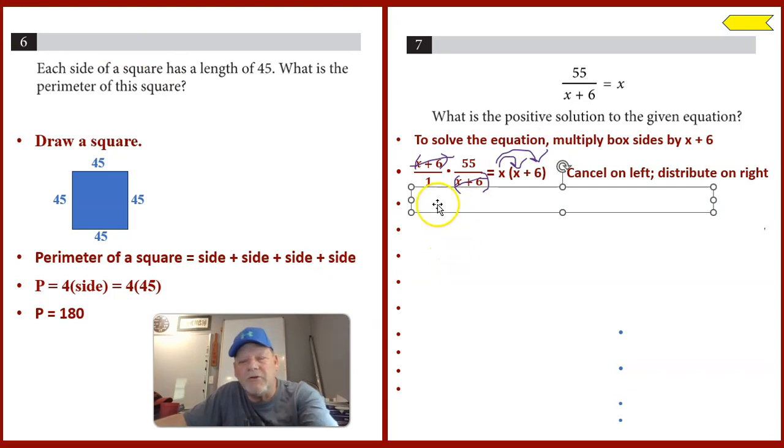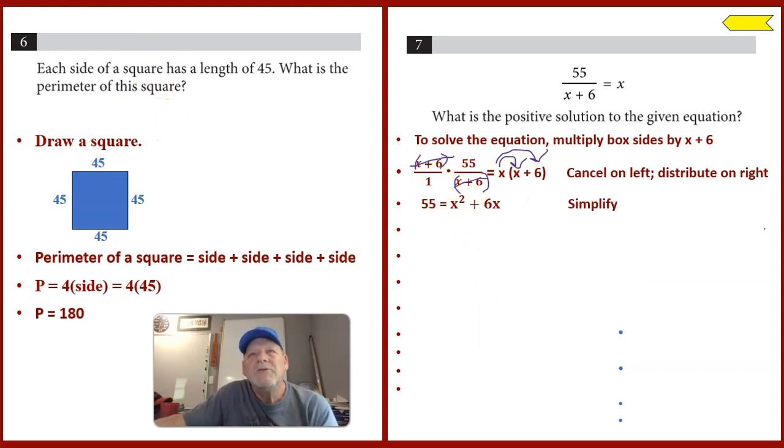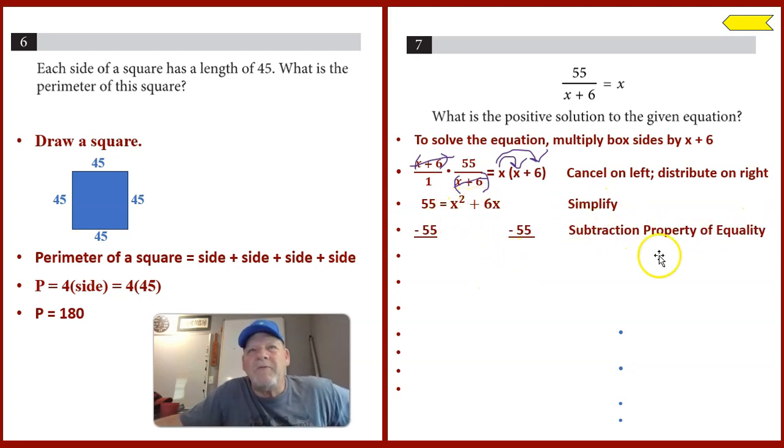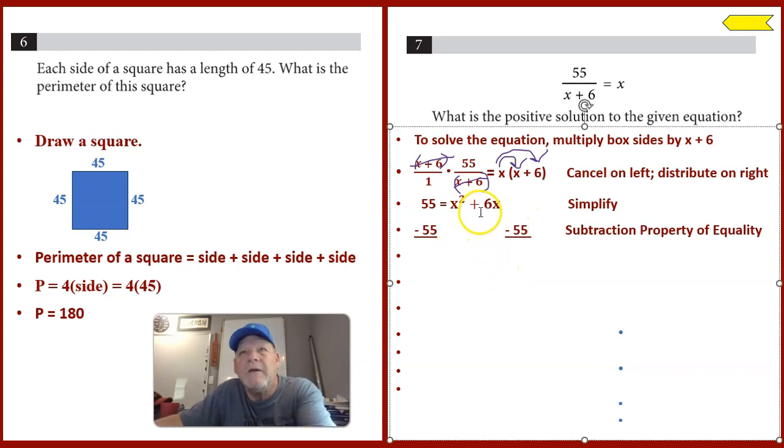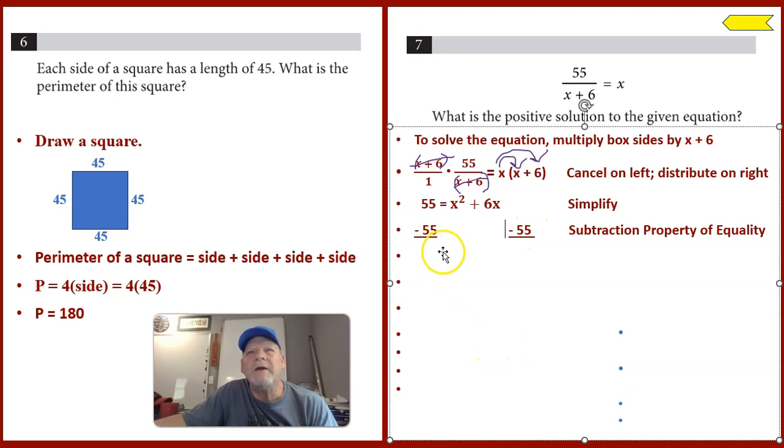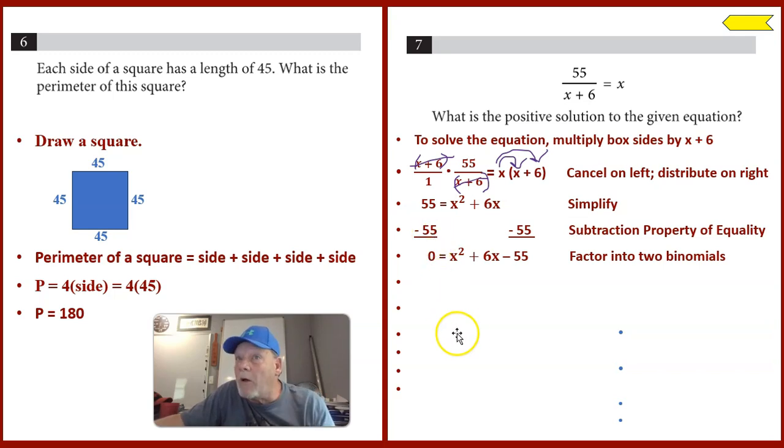So I cancel on the left and distribute on the right. So all I have is 55 over 1, or 55 on the left, and then I've got x times x, which is x squared, and x times 6, which is 6x, and that was when I simplified it. So I use the subtraction property of equality to solve this by subtracting 55 from both sides. I had that set off a little bit because there's no like terms here. That's why I'd done that. It cancels out over here, or I get a 0, which is what I want.